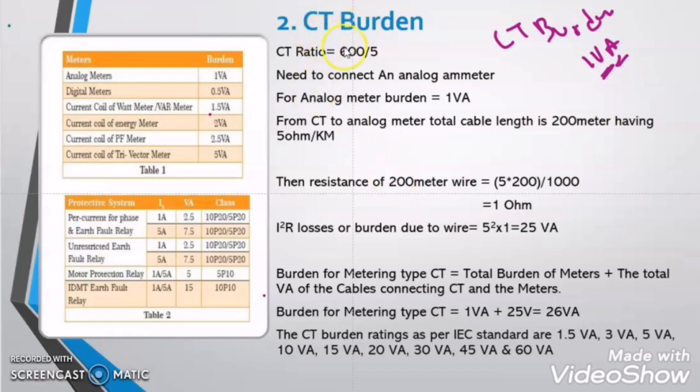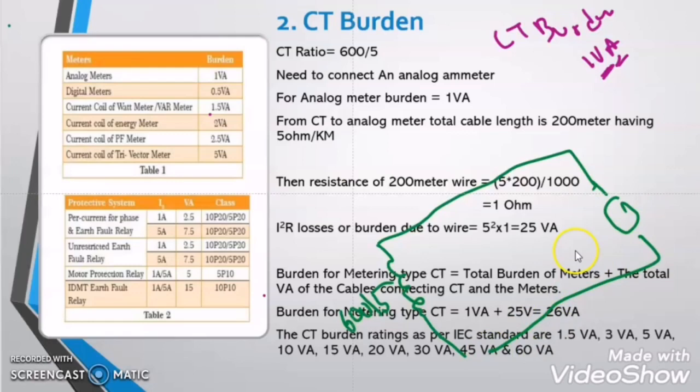In order to better understand CT burden, let us take another example with small changes. This time, I have to connect a CT which has a CT ratio of 600 by 5 with an ammeter, but this time the ammeter is very far from the CT, that is 200 meters away. And this wire resistance is 5 ohm per kilometer. So the total resistance offered by this 200 meter wire will be 5 into 200 divided by 1000, which is 1 ohm. This is simple mathematics. So the total resistance offered by this 200 meter wire is 1 ohm.